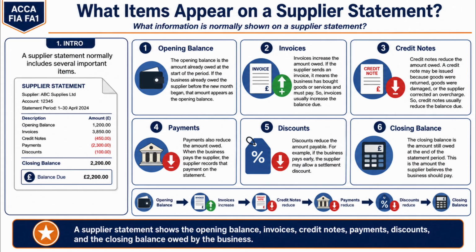What items appear on a supplier statement? A supplier statement normally includes several important items. Opening balance. The opening balance is the amount already owed at the start of the period.